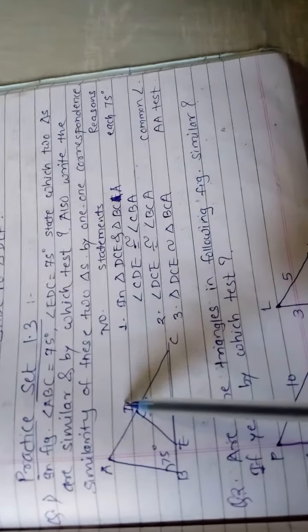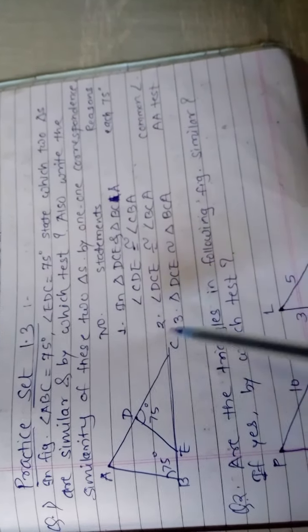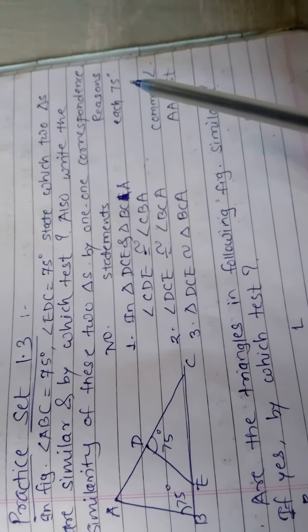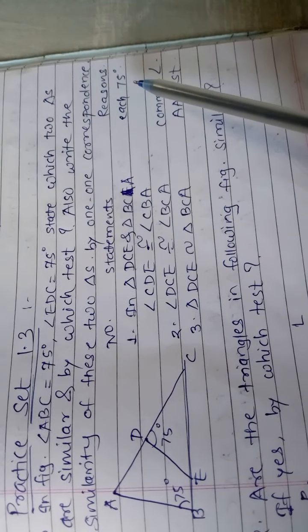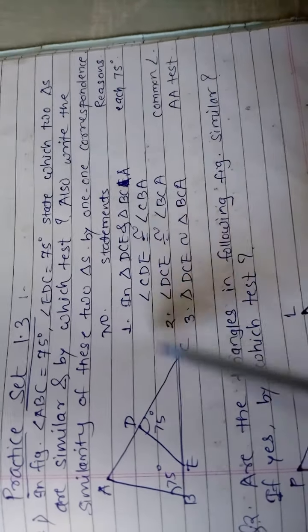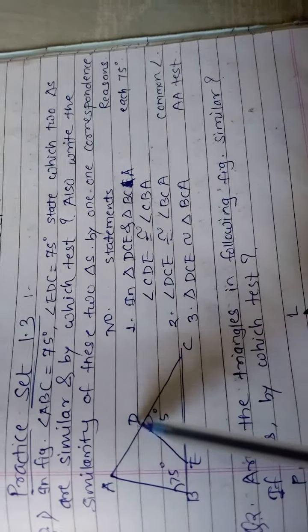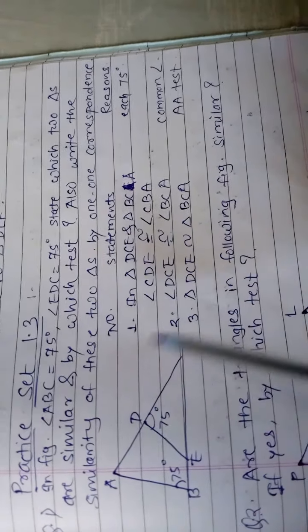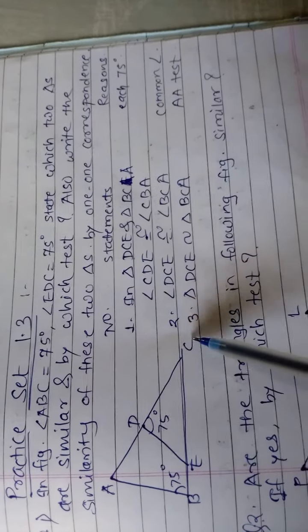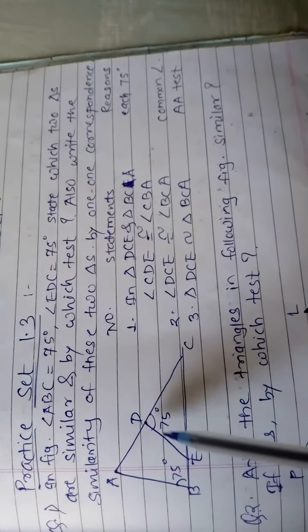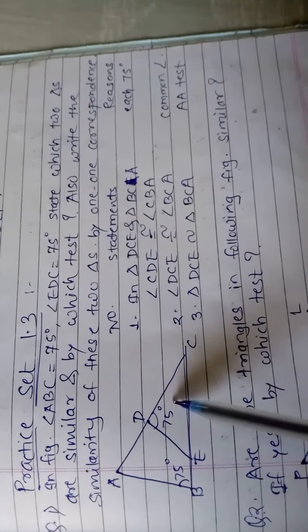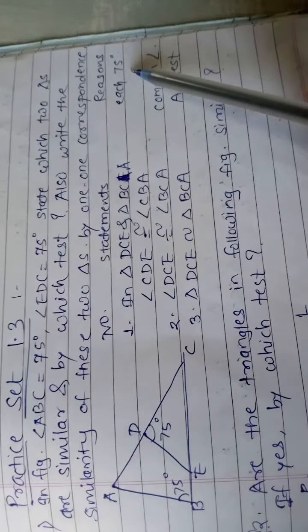So in triangle DCE and in triangle BCA, you are given angle CDE. See here, CD and E. So this angle and this angle, that is CBA, both the angles are congruent because both have the same measurement, that is each 75 degrees.